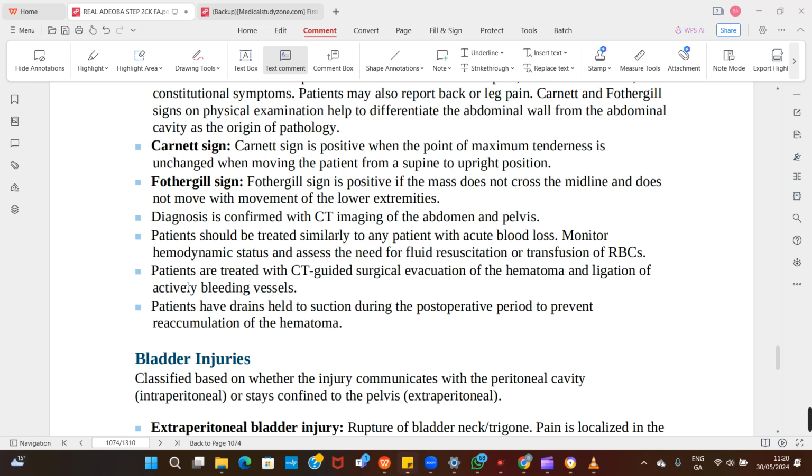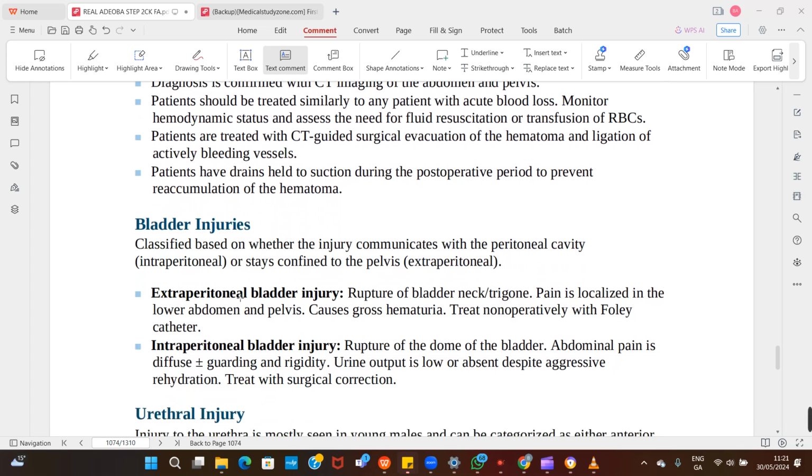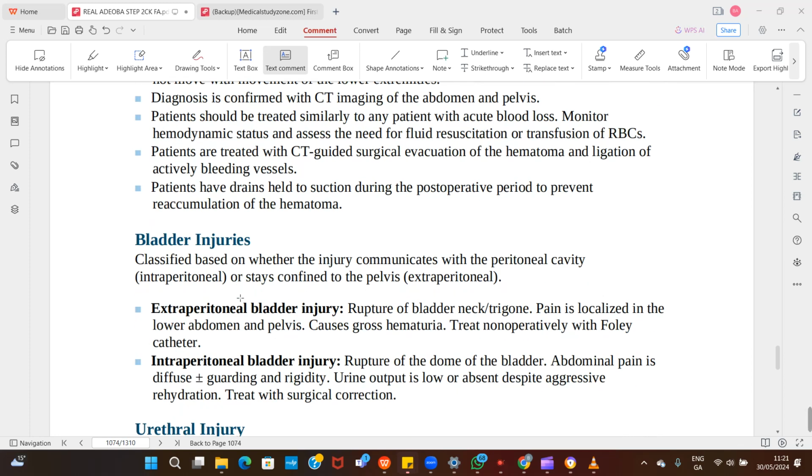And you might need to evacuate the hematoma. So you can do a CT guided surgical evacuation of the hematoma. And if you can identify the vessel that is bleeding, which is the deep inferior epigastric vessel, you ligate the bleeding vessel, and you can place a suction so that you don't have a recurrence of the hematoma. You don't have it reaccumulating. So once you are done with your surgery, leave a drain there to help you drain any blood collection that might occur after the surgery. So that's that about rectus sheath hematoma.